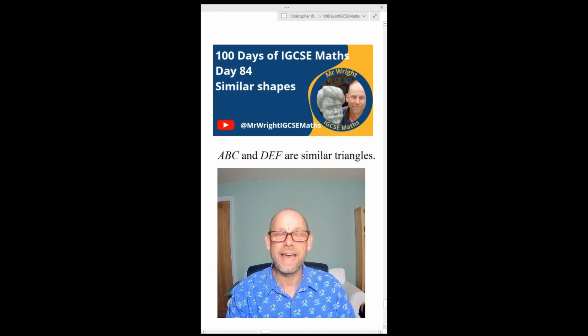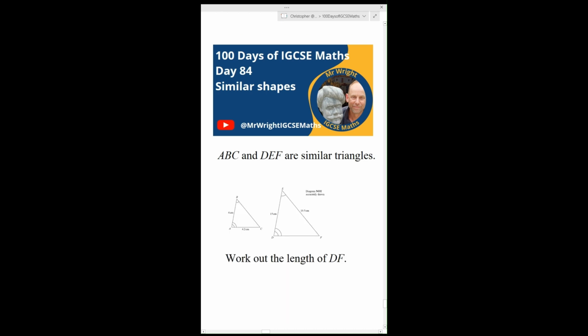Mr. Right here, it's day 84. Now's your chance to pause the film. Okay, I've got similar triangles here, and I can see by comparing the 6 and the 15 that the side lengths of the larger triangle are 2.5 times greater than the side lengths of the smaller. I'm asked to find DF, so that's going to be 4.2 times 2.5, which gives me the answer 10.5 centimetres.